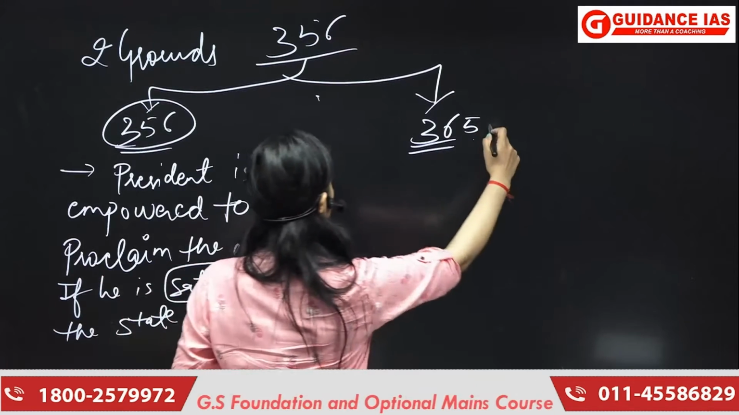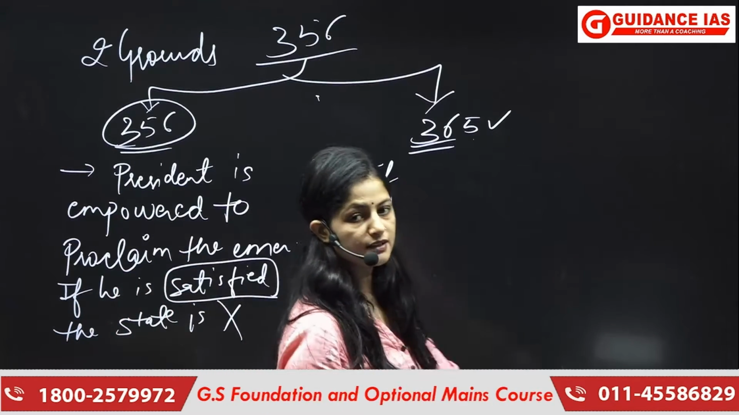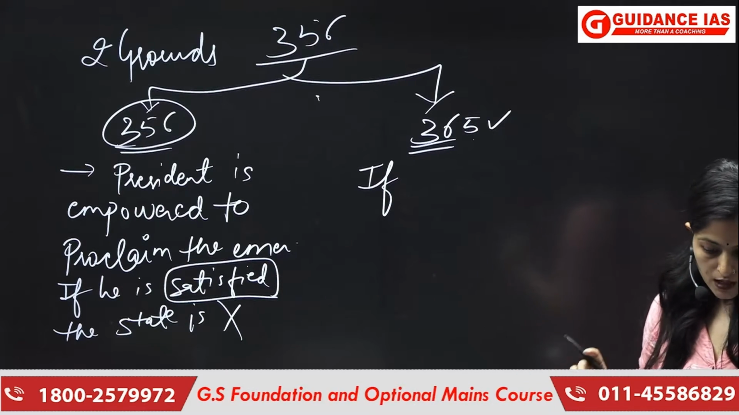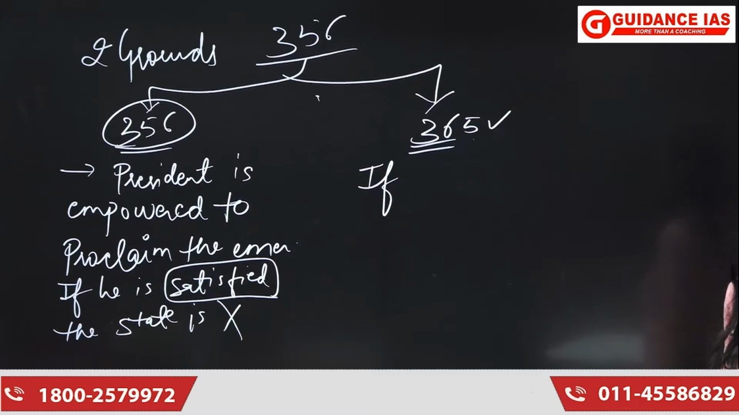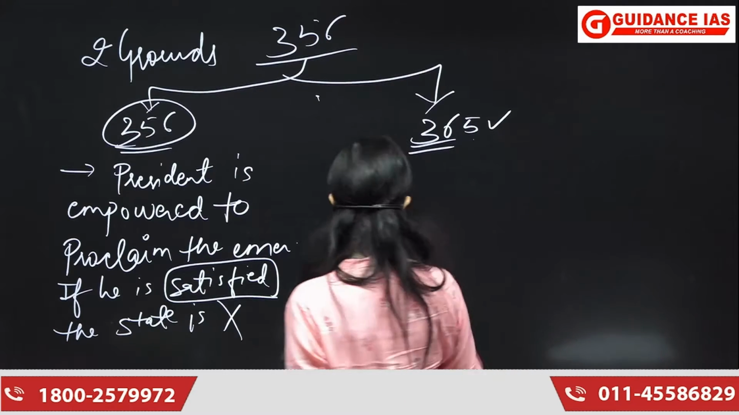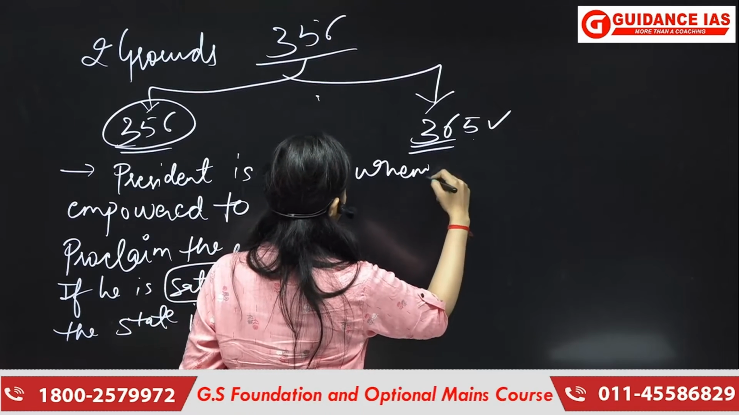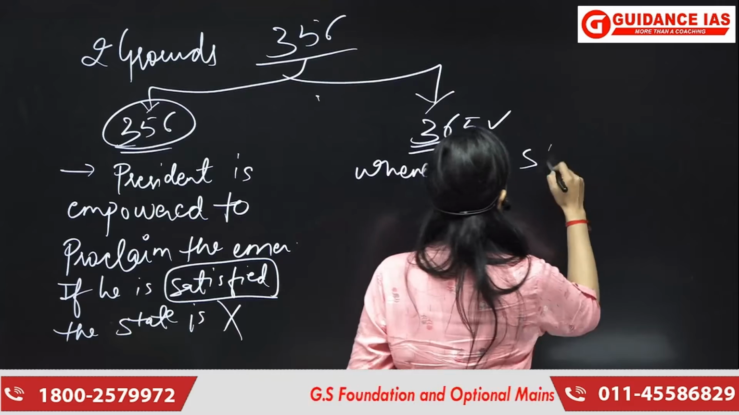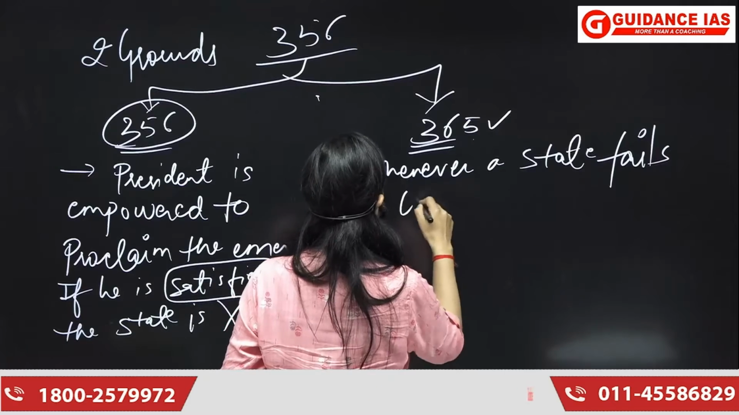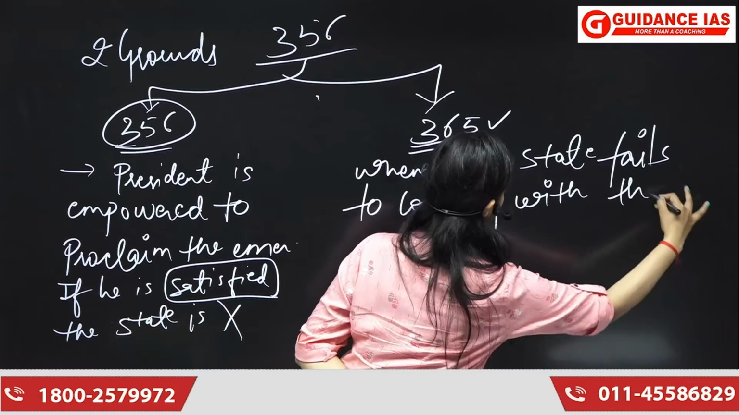What does Article 365 say? 365 is a little different, and you need to understand the substantial difference between the two articles, which are 356 and 365. So 365 says that whenever a state fails to comply with the directions.